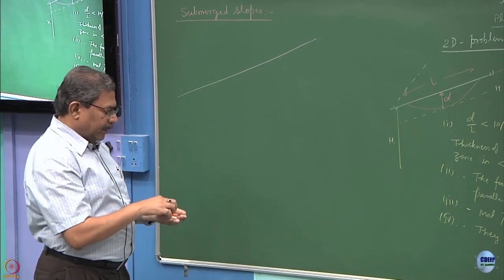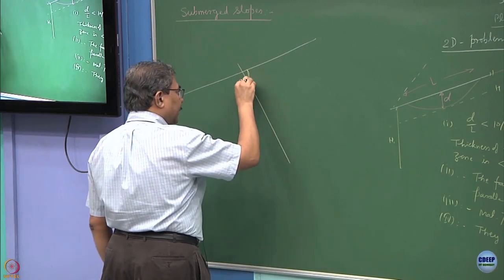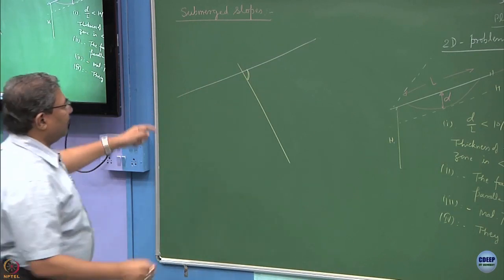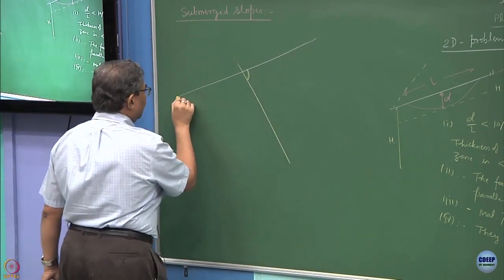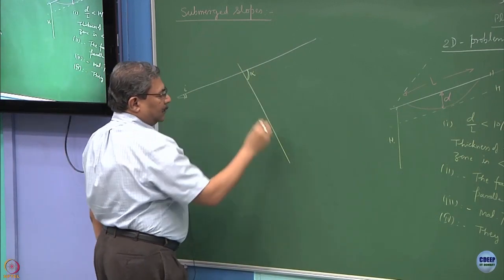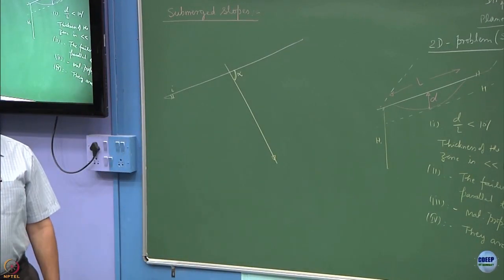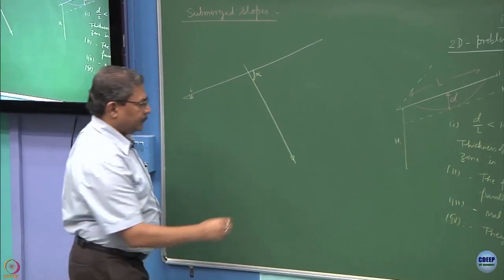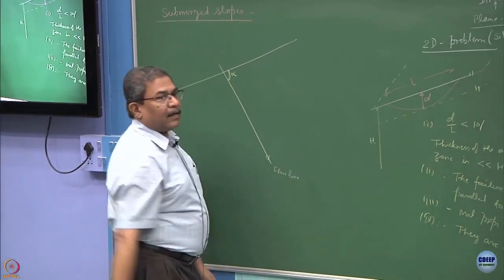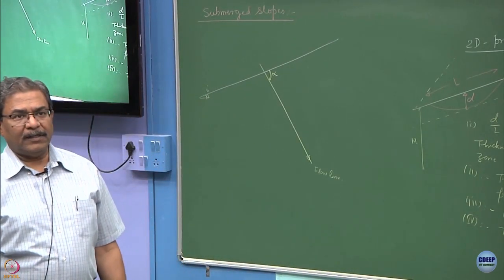Now, this seepage line is inclined at an angle of i. Alpha we normally take for the inclination of the slope. So, this is alpha, and this is how the seepage line is. Seepage line means the flow line is given, and under these circumstances I want to compute the factor of safety of the slope.